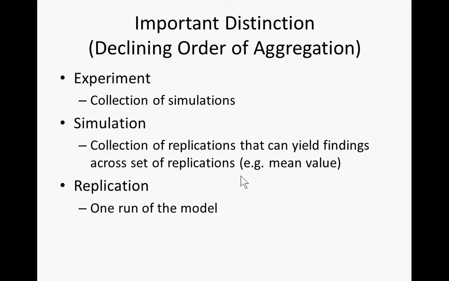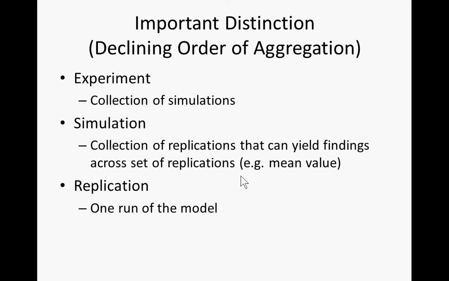So this may seem an arbitrary hierarchy, but let me give you a sense of where these are distinctive categories, okay? You might have a calibration experiment. So it's trying to find the best set of parameters that most closely match the historic data in terms of model results compared to the historic data. That's an experiment.